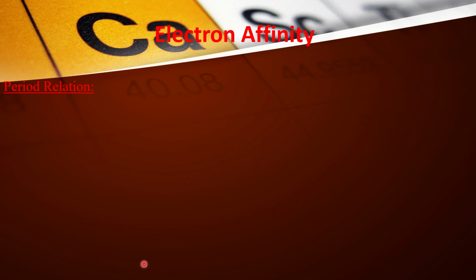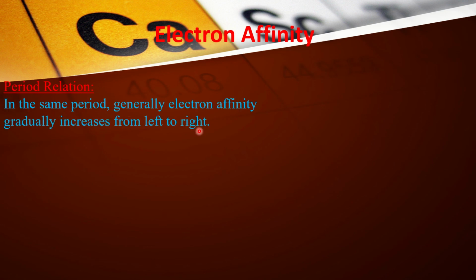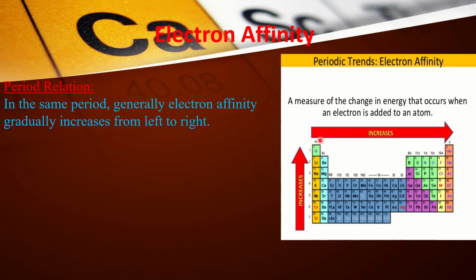Now, period relation. In the same period, generally electron affinity gradually increases from left to right, because in the same period atomic radius gradually decreases from left to right, so electron affinity gradually increases from left to right. That means in the same period, electron affinity gradually increases, and in the same group, electron affinity gradually decreases. That means here it increases from bottom to top. That means it decreases from top to bottom.